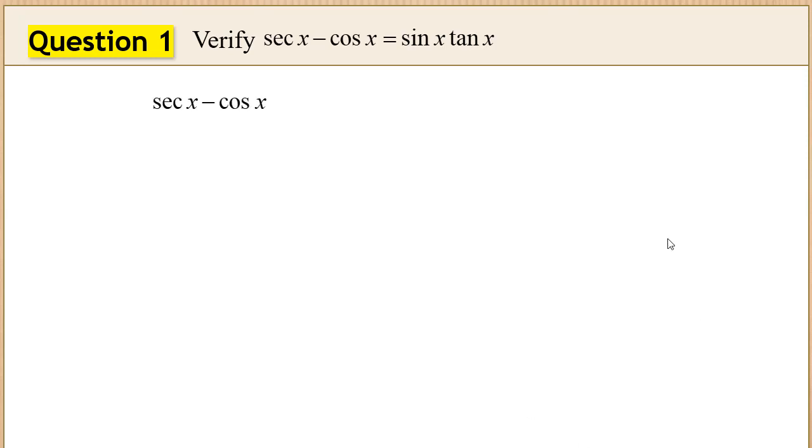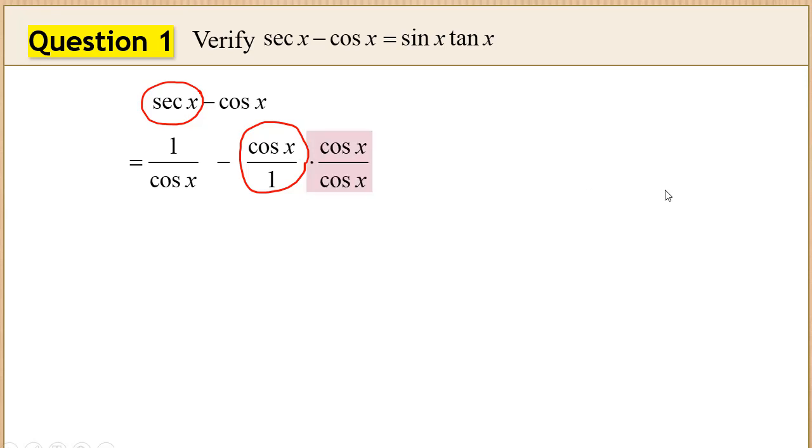I'm going to start writing things in sine and cosine. I know that secant is the same as 1 divided by cosine, and cosine here I rewrite as cosine over 1. I can combine it with the other fraction if I get a common denominator of cosine. Therefore, I multiply it by cosine of x over cosine of x, and I will get 1 minus cosine squared of x over cosine x.